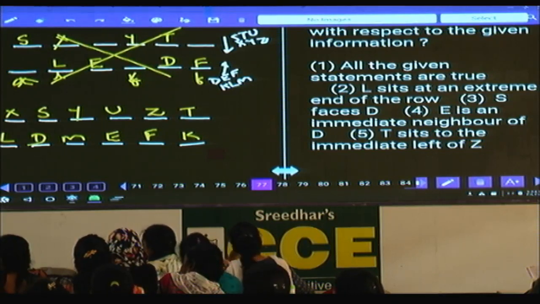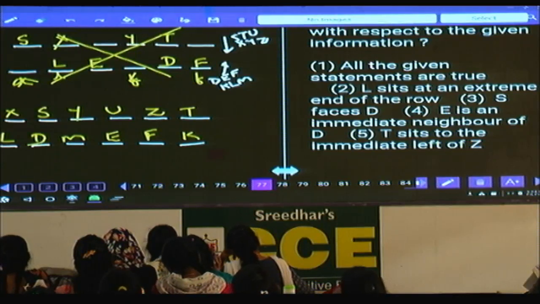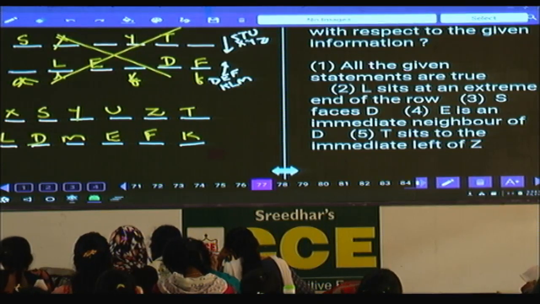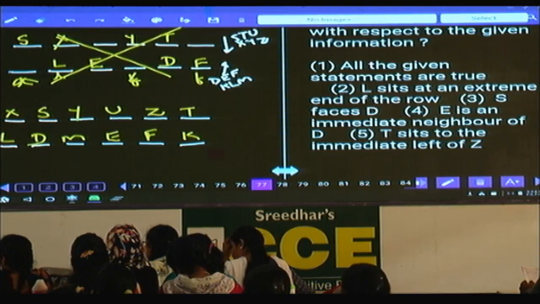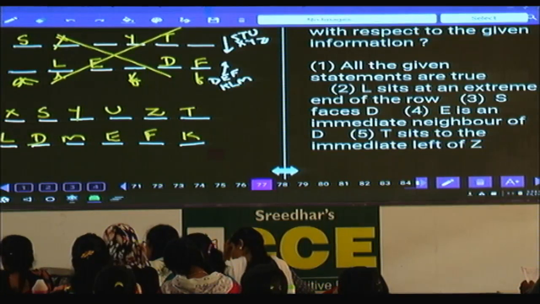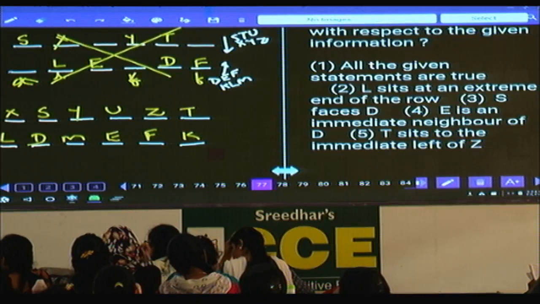Then next one, 78 and 79. What answer did you get? Please do not get worried about the key. Whatever you get is correct.